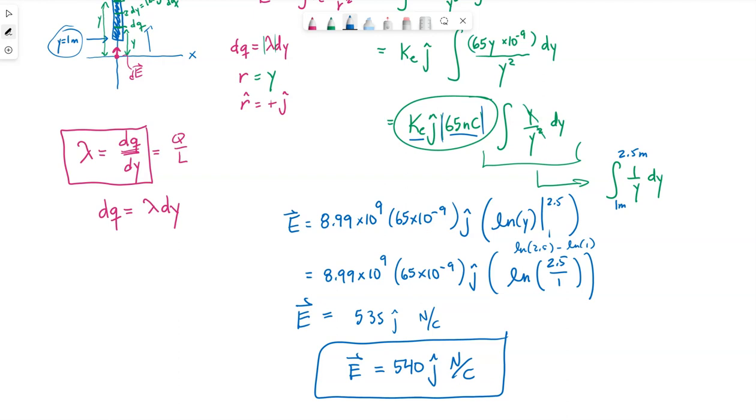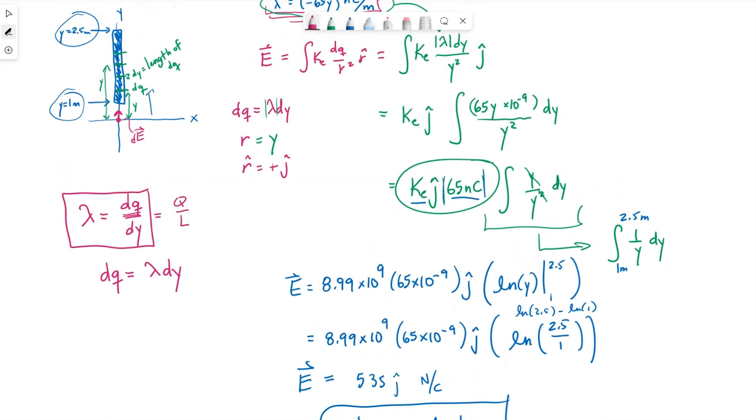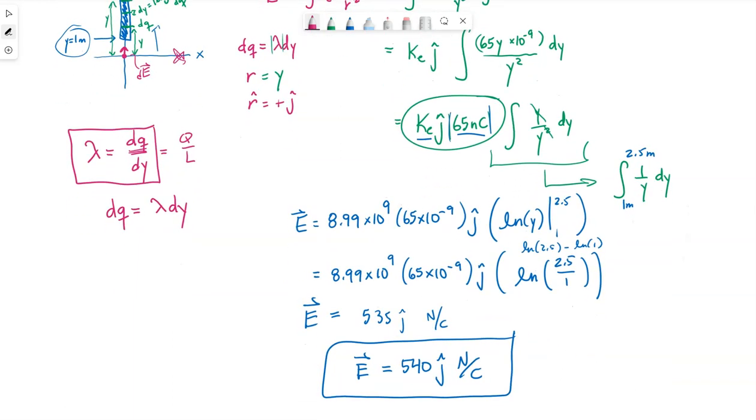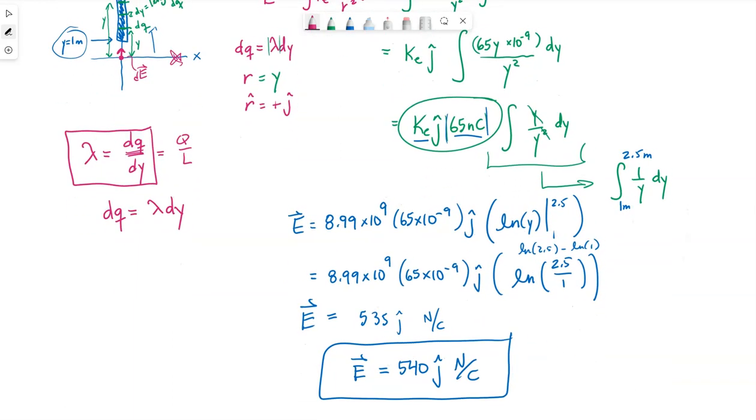We're going to do a problem next that asks about a point that does not lie along the axis of the rod. So in the picture up here, like a point over here somewhere. So the electric field would have x and y components. So we'll look at that and how to integrate in a situation like that as well.